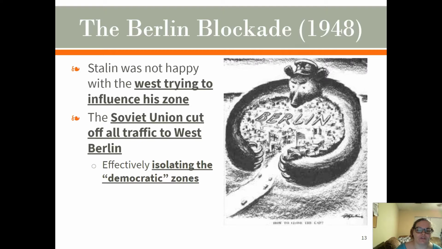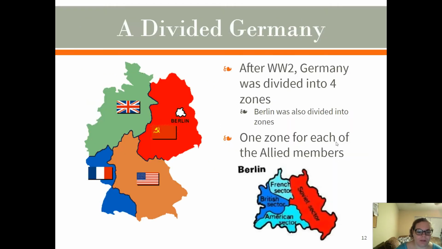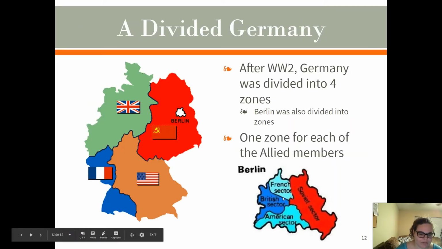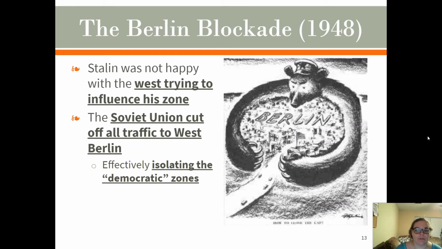So the Soviet Union tried to starve us out. They cut off all traffic to West Berlin. They stopped trains from getting in. They stopped cars from going in. They basically just cut us off completely. We could get no supplies into this part of Berlin. Nothing in, nothing out. So the goal here was to starve the people until they became so desperate they kicked out all the democratic countries and became Soviet.